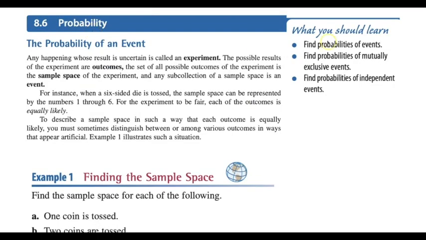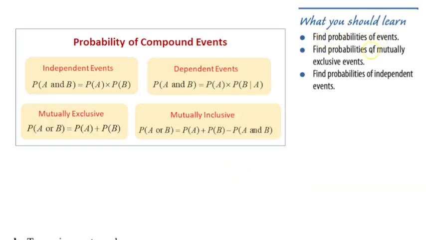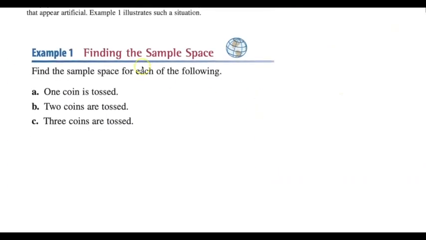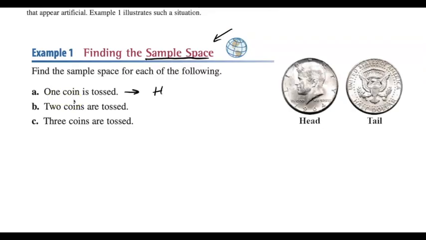8.6 Probability. What you should learn: find the probability of events, find the probability of mutually exclusive events, find the probability of independent events. So for example 1, find the sample space. The sample space just means the possibility of all events. What are the possibilities that could happen here? One coin is tossed. We could either get heads or we could get tails.